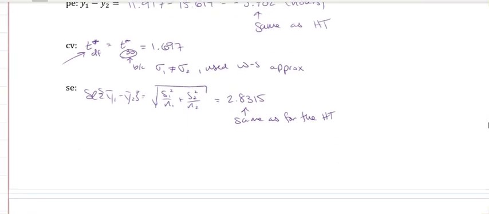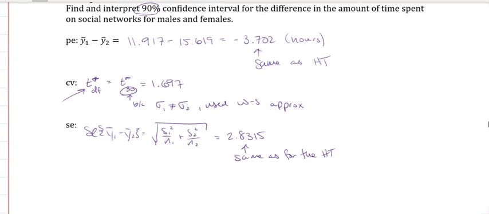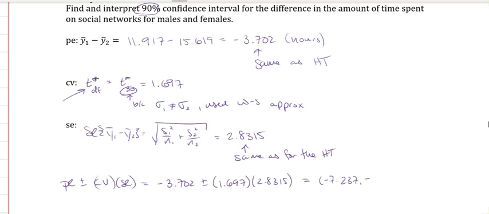So now we have all the things we need. We're going to do point estimate plus or minus critical value times our standard error. So we have PE plus or minus CV times SE. So it's negative 3.702 plus or minus 1.697 times 2.8315. And that gives us negative 7.237 up to negative 0.1667. This does not contain 0.